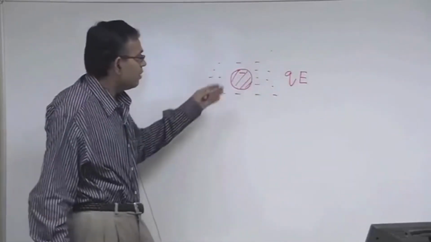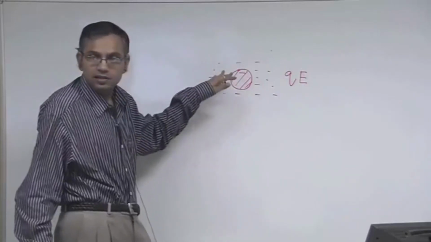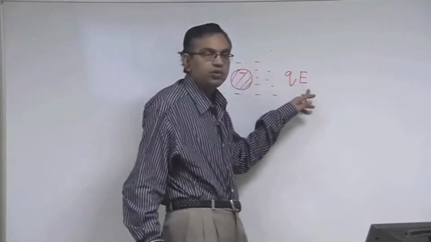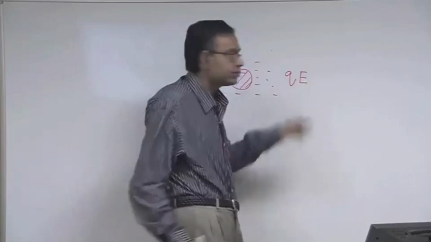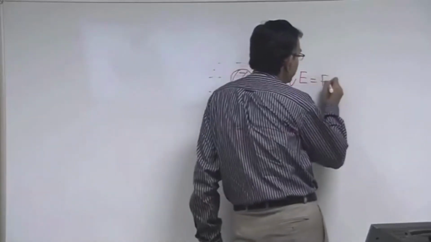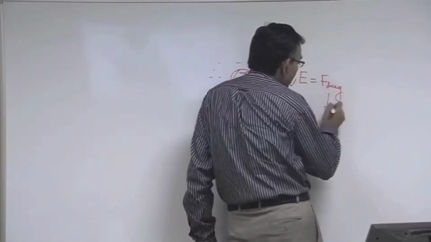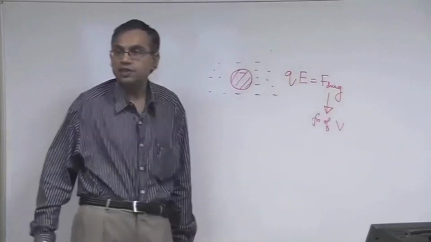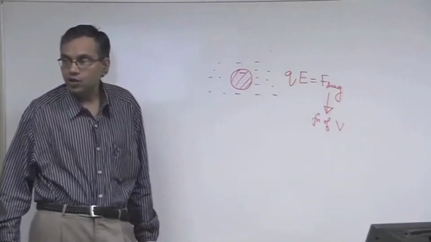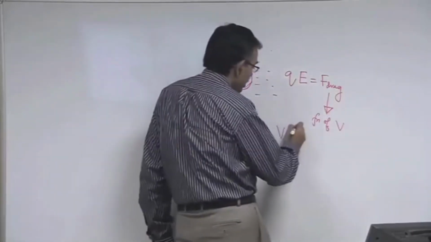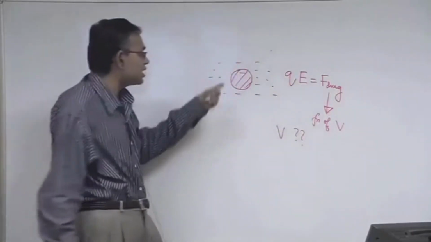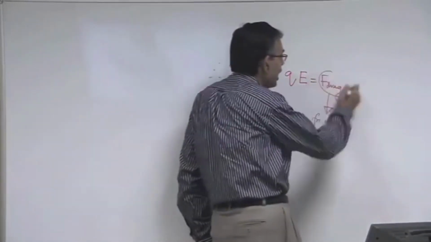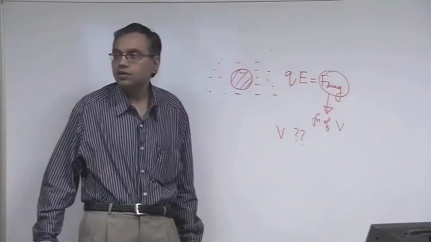Now, if the charged species is not accelerating, then what is happening? This driving force should be balanced by the viscous drag force. This must be equal to F drag, and this drag force is a function of the relative velocity between the fluid and the charged species. So, what is the velocity at which this charged species will move relative to the fluid? That will be decided by the drag force on this particular charged species.